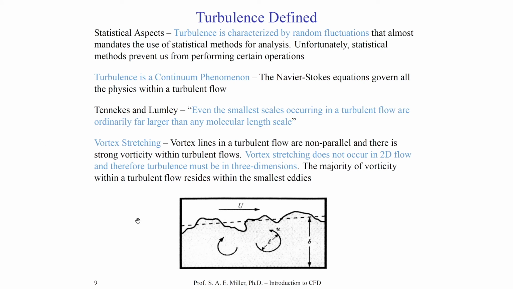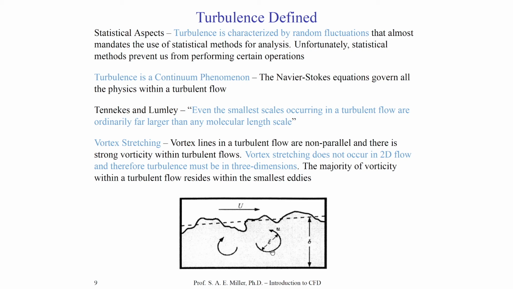And here's a figure from the book of Tennekes and Lumley, where they've shown maybe a boundary of a turbulent boundary layer as the black line, the average is the dashed line, the average of the boundary layer thickness, and delta is the boundary layer thickness. And in this little flow, they show particular little eddies which exist in the turbulent field. They do not exist in the outside part of the flow, which could be considered laminar.